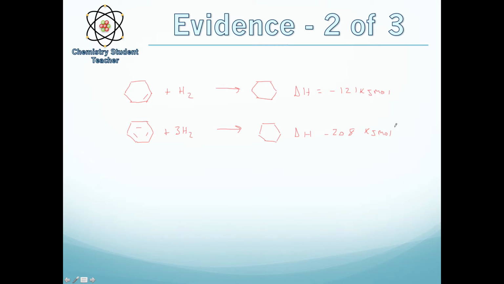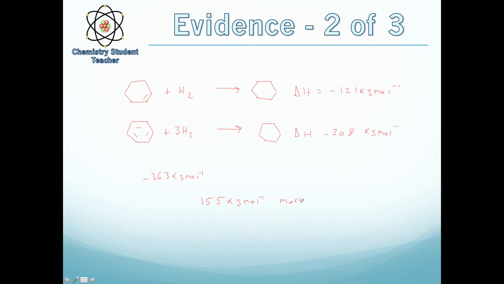Now that's a bit odd, because we think, well, if we're representing it as 3 double bonds, surely it should be 3 times that, and minus 121 times by 3 is not minus 208. A young child could tell you that. It should actually be minus 363 kilojoules per mole, as that's what 3 times minus 121 is. But we don't get that. It actually turns out that benzene is 155 kilojoules per mole more stable.